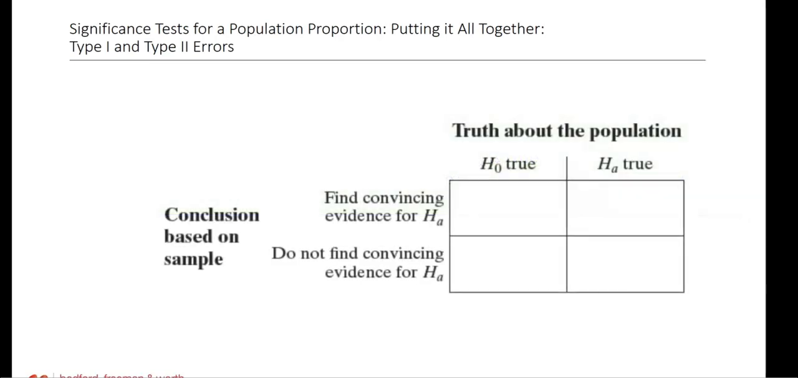I like this little chart. This helps me. These are the correct conclusions. If you find evidence to reject the null, you've rejected it and correctly concluded that the alternate is true. If you didn't find enough evidence, then you didn't reject the null, and we think the null is true. Those are correct decisions. This is a type 1 error, when you reject the null, but actually the null is true. Type 2 is when you fail to reject, but actually the null was false and the alternate was true.